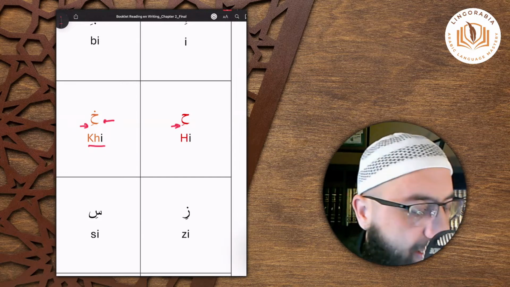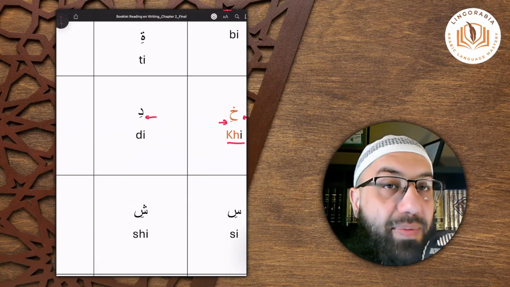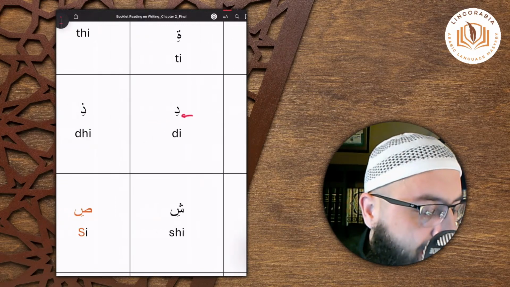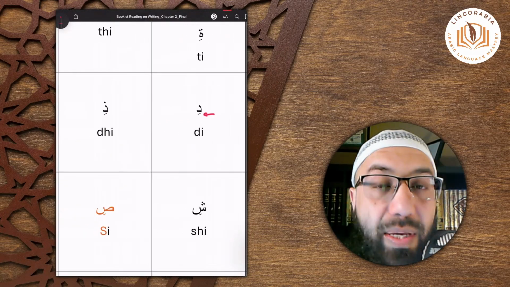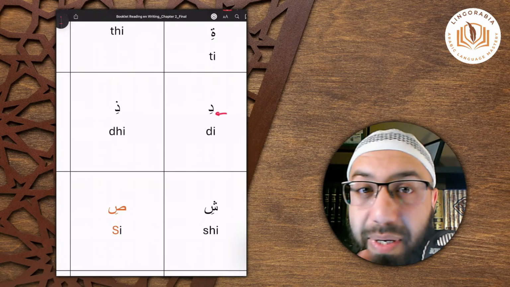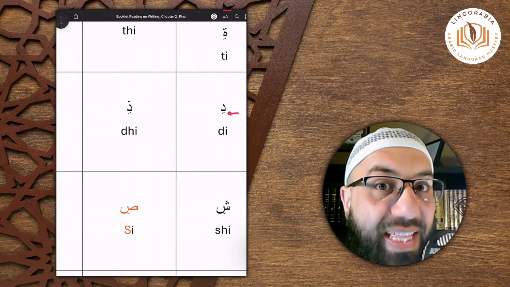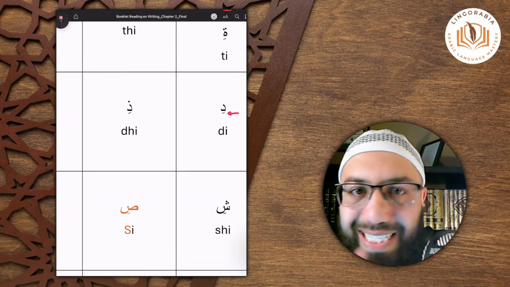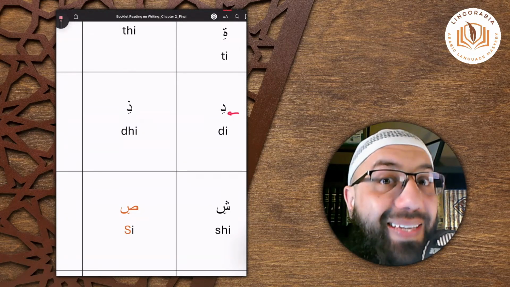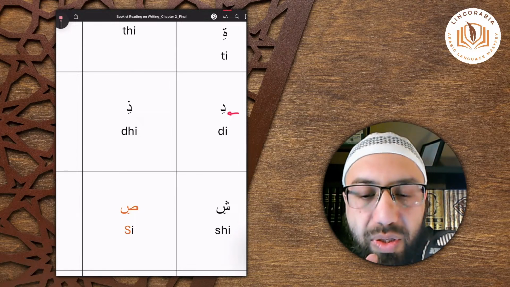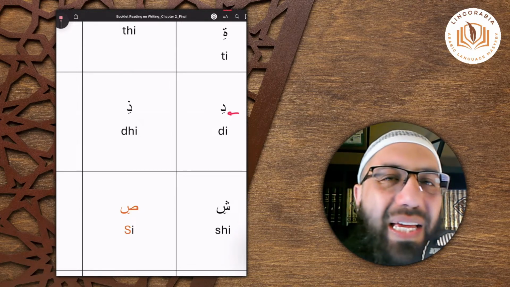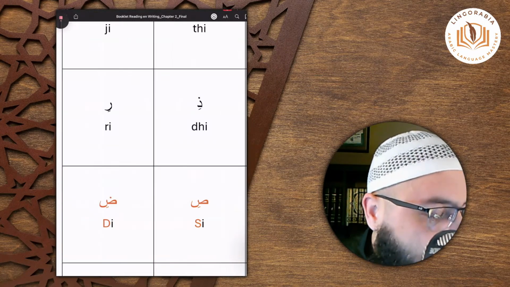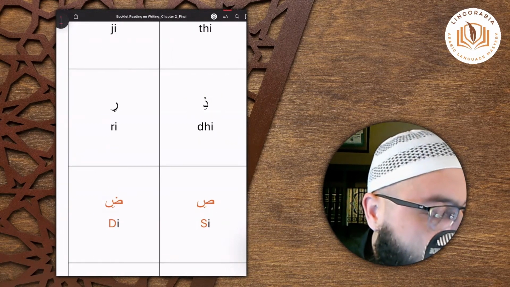We got here the dal with the kasra. It becomes di. The dal with the kasra. Now the dhal, remember, you have to put your tongue between your teeth. So you say dhi. Don't say z, that's a zay. And don't say d. Put your tongue slightly between your teeth. Say dhi.